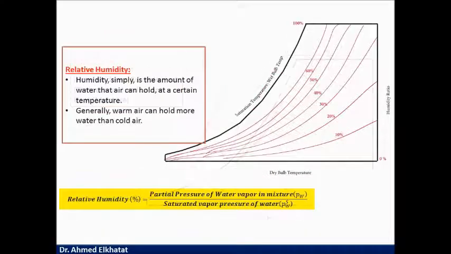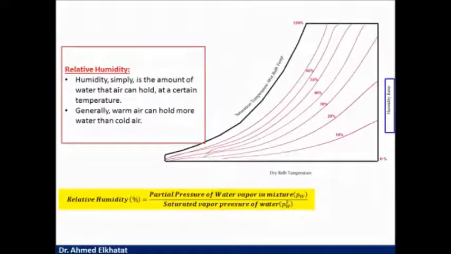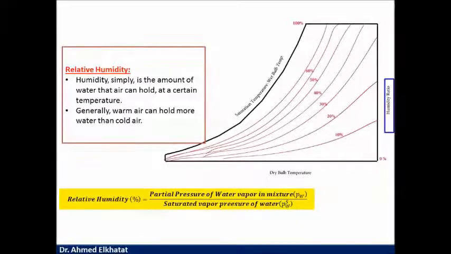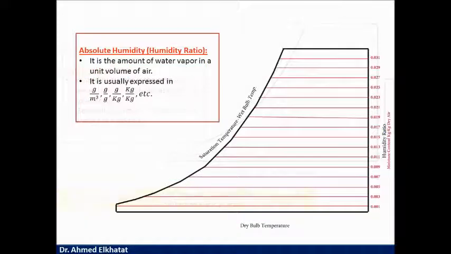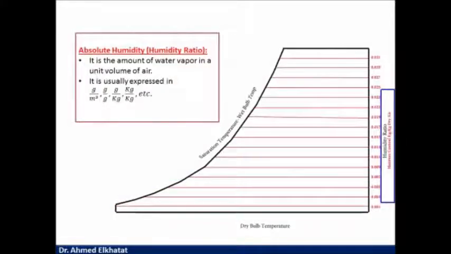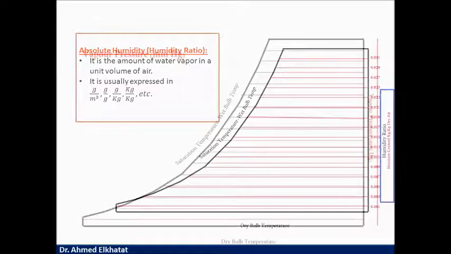Then we have humidity. Actually we have two types of humidity in the psychrometric chart. We have relative humidity, in percentage, and we have absolute humidity in kilogram water per kilogram air. Relative humidity is the partial pressure of water vapor in a mixture to the saturated vapor pressure of water, and it takes curved lines as you see in the chart. Then we have absolute humidity, the amount of water in air, usually expressed in gram per cubic meter or gram per gram or gram per kilogram or kilogram per kilogram.